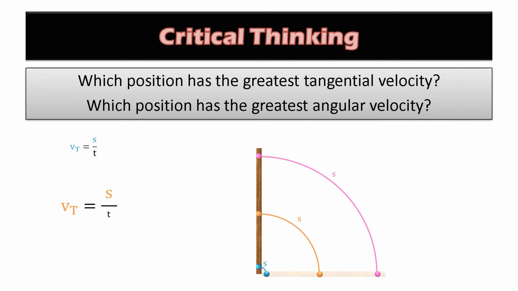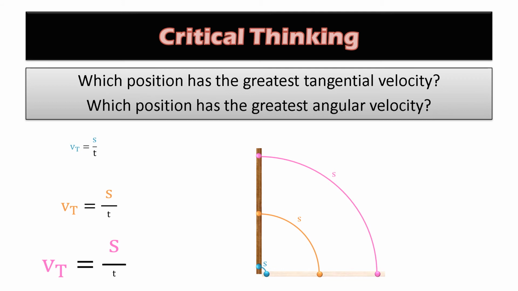And then the pink arc length is the largest of all. You have to cover a huge distance in the same exact amount of time, so you must have a large tangential velocity. If you want, you could rewind the video and watch the rotation happen again and see if this one is moving slower compared to this one. You could think of it that way if you think of the tangential velocity.